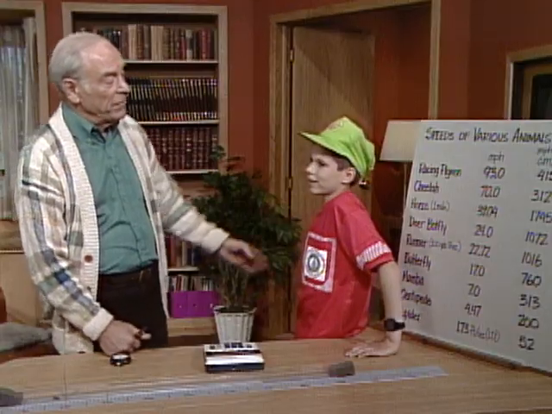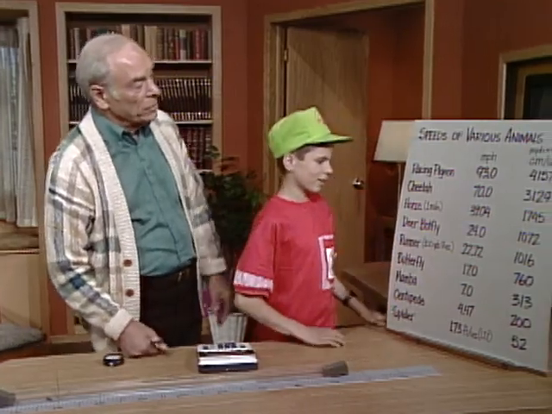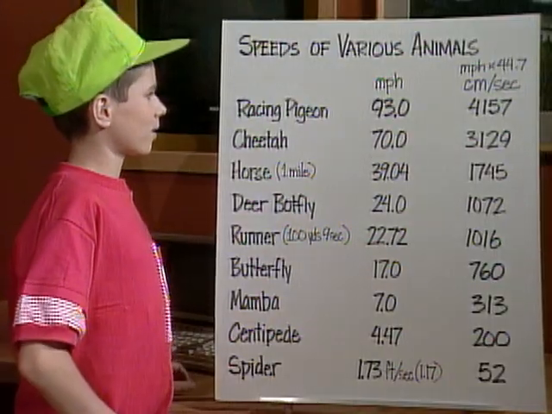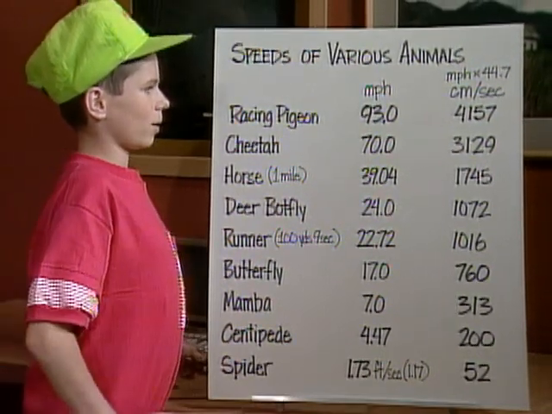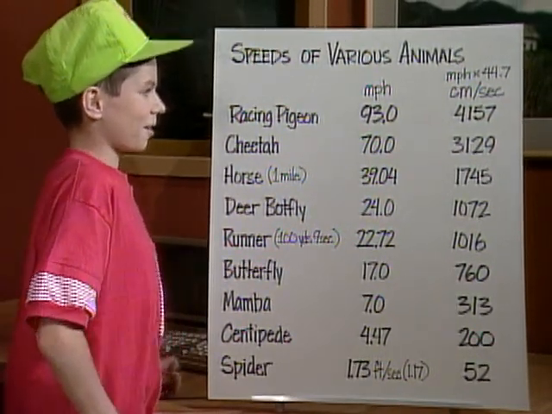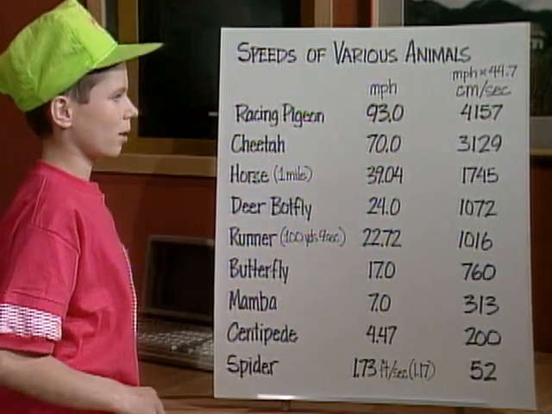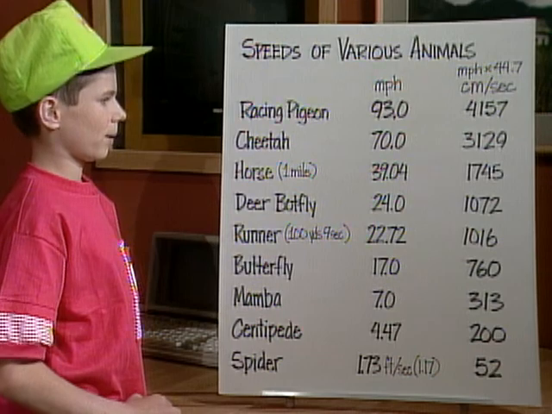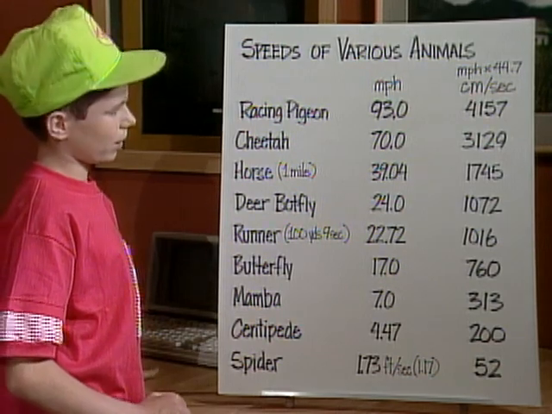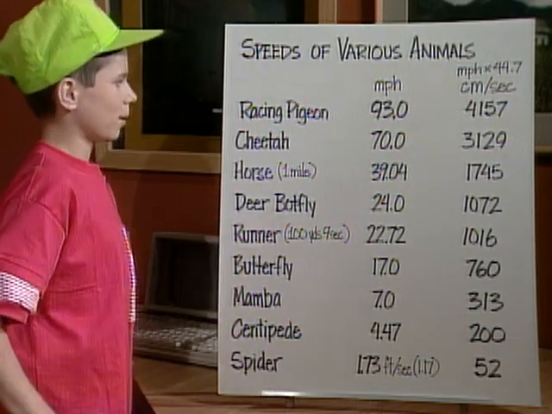They're fast. Pretty fast. As a matter of fact, right behind you are some of the fastest animal times in the whole world. See that? There's a racing pigeon. Skip over the miles per hour and go over to centimeters per second. See how fast? 4,157 centimeters per second. Okay, and there's the horse. That's the fast horse. What is it? 1,745. That's half of what the racing pigeon does.